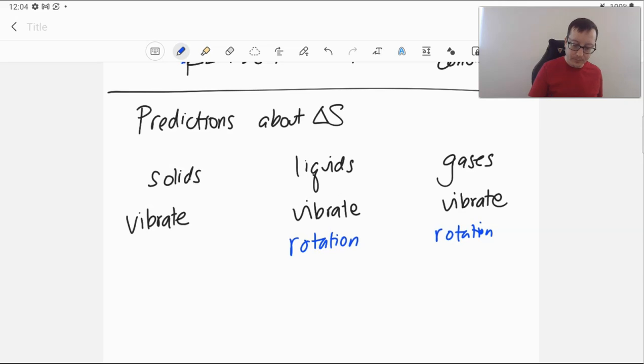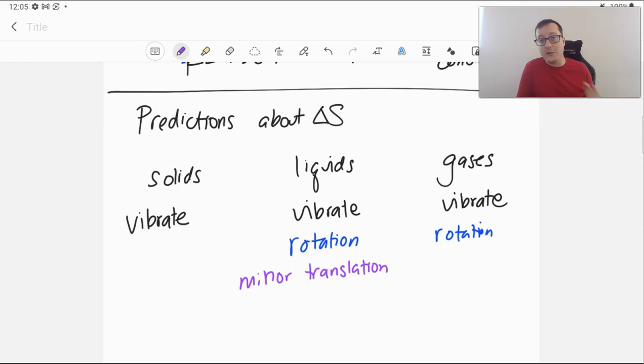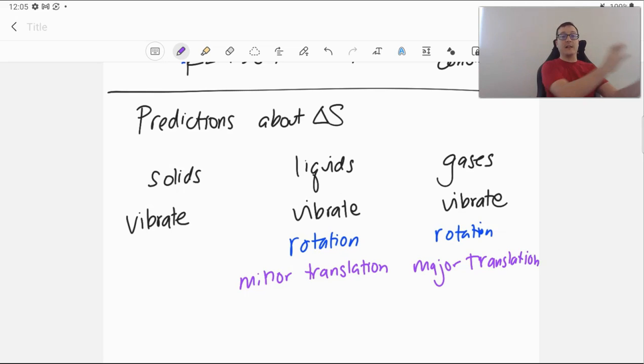Rotation. And then finally, we have the ability of liquids to move past each other, and that's called translational motion, where they can just move past each other. And liquids do that on a small scale. They can move a little bit. But gases have major translation in terms of motion. Translation, again, is motion like to the left and right. Rotation is spinning around. Vibration is just vibing in place, right?